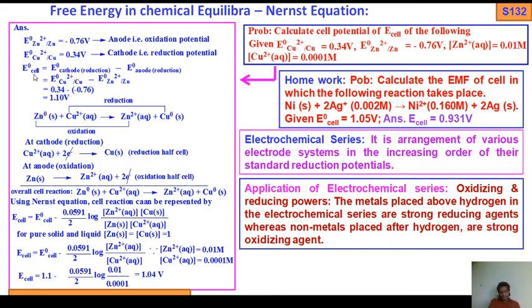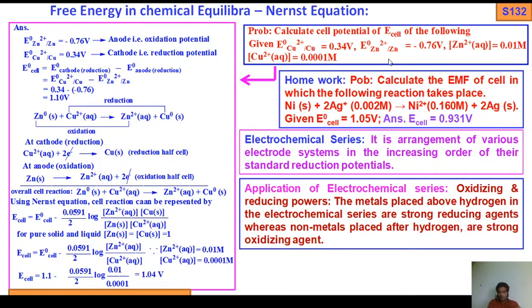Then you get the E naught cell value: E0 cathode reduction minus E0 anode reduction, just putting in the standard reduction potential values. Then you can find the value of n from the overall cell reaction. Then you write down the Nernst equation. Keep in mind, always remember this: E cell equals E naught cell minus 0.0591 by n log of the molar concentration of product by the molar concentration of reactant, or you can write ln K. That is the Nernst equation.